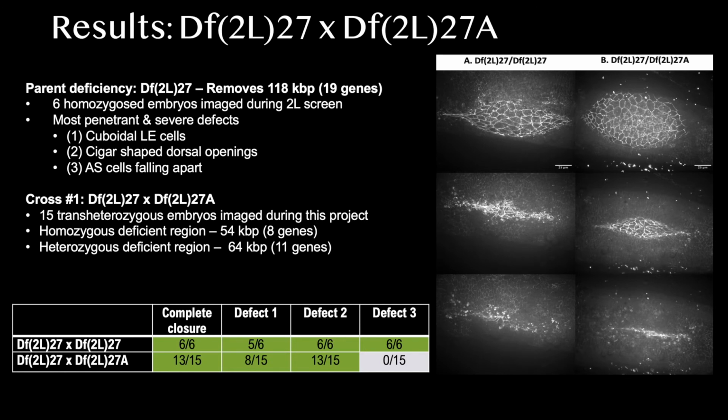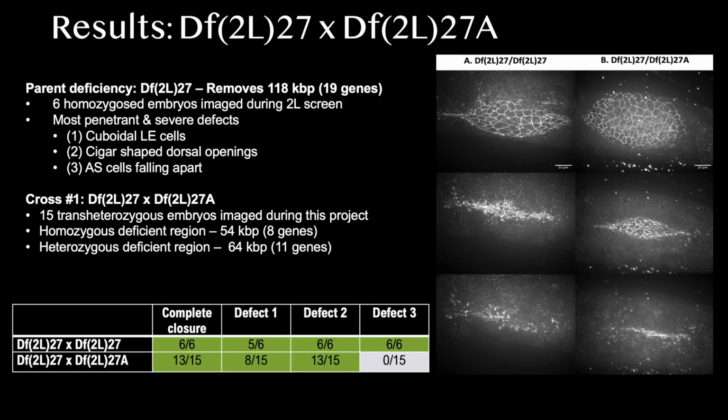For this project, DF27 was crossed with DF27A, which, as you can see in the diagram, creates progeny with a 54 kilobase pair homozygous deficient region with 8 genes and a 64 kilobase pair heterozygous deficient region with 11 genes. 15 transheterozygous embryos were imaged from this cross. As you can see from the table, the transheterozygous embryos appear to phenocopy the cuboidal LE cell and cigar-shaped dorsal opening defects at a high penetrance, but not the AS cells falling apart.